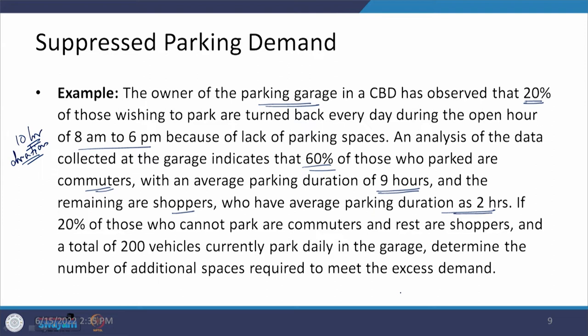And for the 20% who could not park, the analysis has also been done, and it has been found that they are also commuters and shoppers in that area. So, 20% of those are commuters and 80% are shoppers here, and for them the durations are already known. So, what do we have to find out? We have to find out the additional spaces required to satisfy this so that there is no suppressed demand, and the total spaces available in that parking area are 200. So, that means 200 vehicles could be parked, but then 20% were not parked. So, of whatever the total was, only 80% has been parked. That is what we need to understand. So, if we look at that, then let us see here.